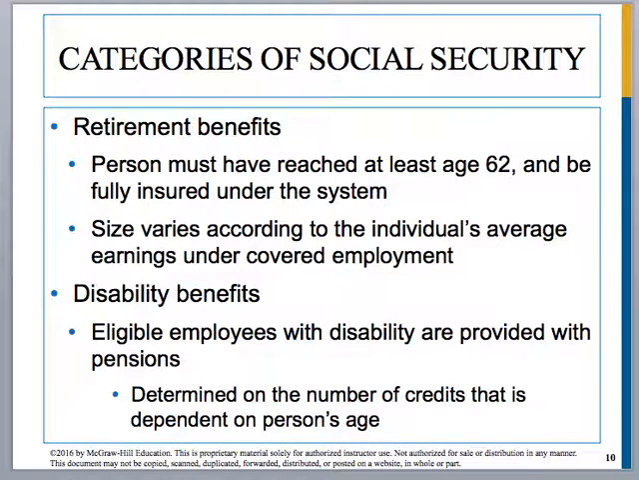So there are different categories. Your retirement benefits are available if you reach at least age 62 and are fully insured under the system. The size varies, of course, according to your average earnings under a covered employment period. The disability benefits, you're eligible when it's provided through your pension, and it's determined by the number of credits that you've received based on your age.